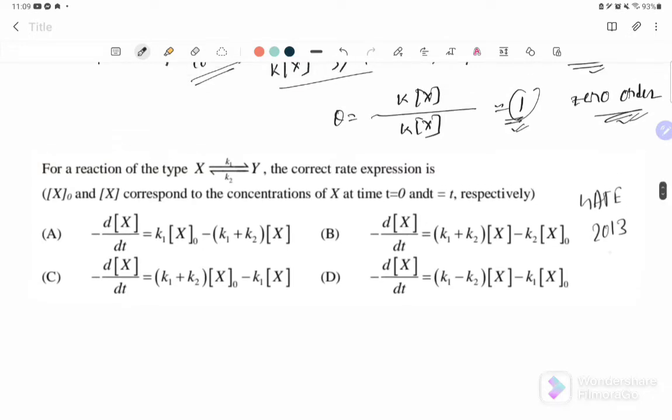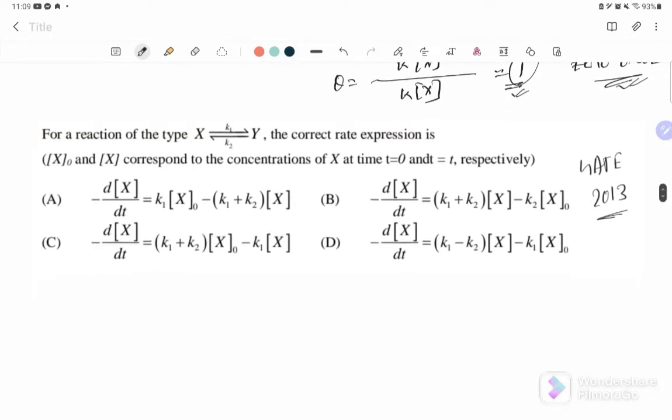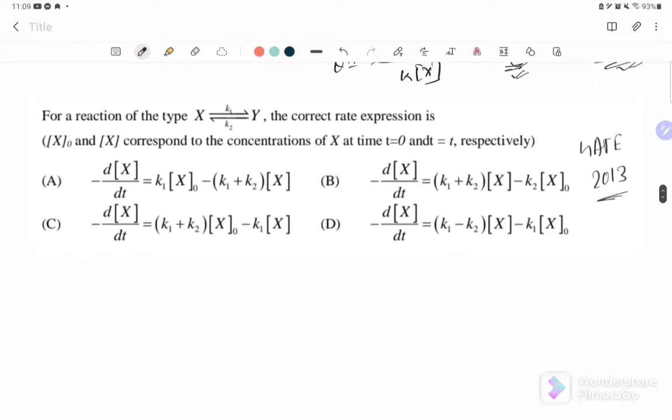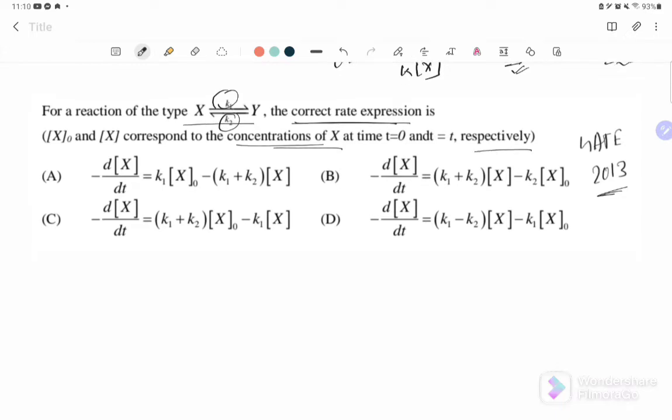So next question is from GATE 13. The question is the reaction of type X to Y, forward rate constant is k1 and backward rate constant is k2. The rate expression is given, where x0 and x correspond to the concentration of X at time t0 and t respectively. They asked for minus dx/dt.